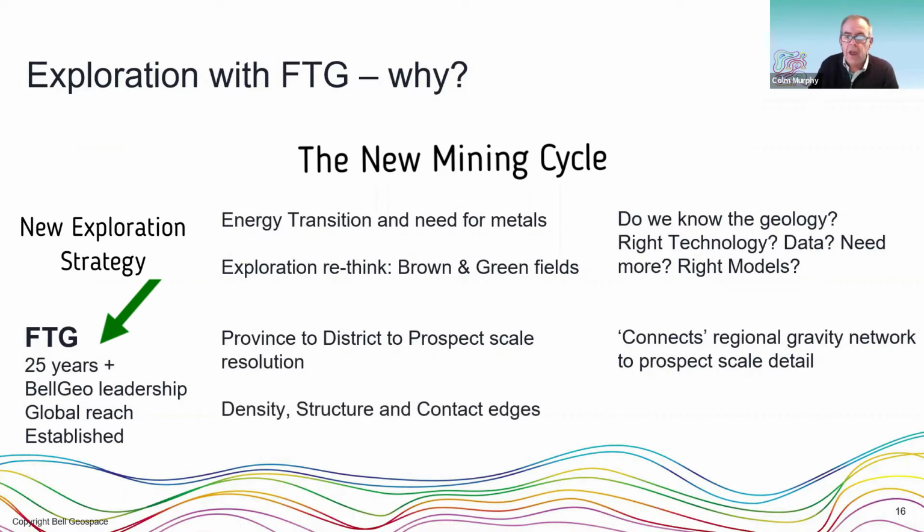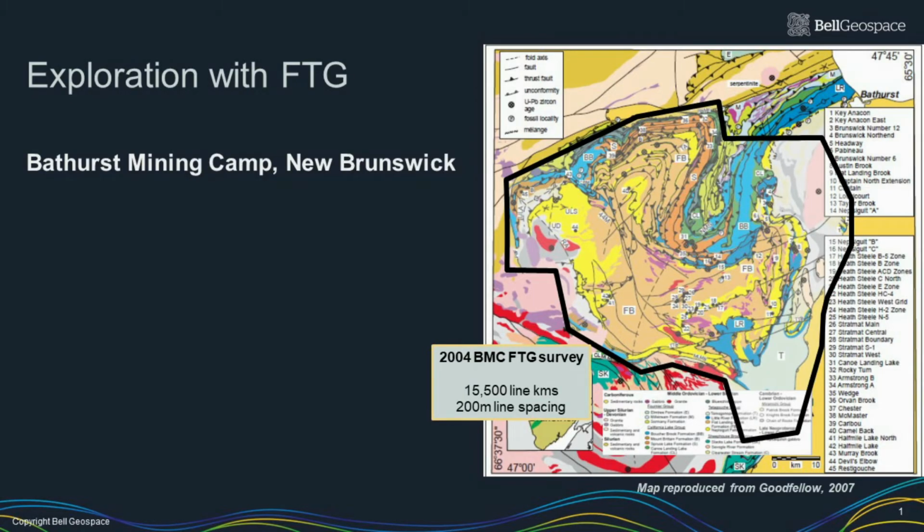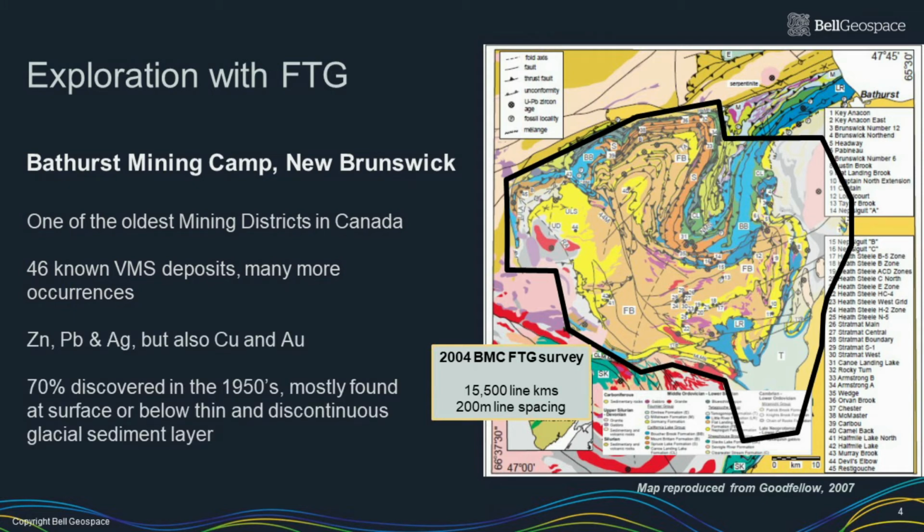So the case history that I want to take you through, that we can explore some of these concepts, is from a survey that we did in New Brunswick. It was over the Bathurst Mining Camp. The Bathurst Mining Camp is one of the oldest mining districts in Canada. There are 46 known VMS deposits and as many again known occurrences. Zinc, lead and silver are the primary metals that have been produced, but there's also copper and gold deposits there.